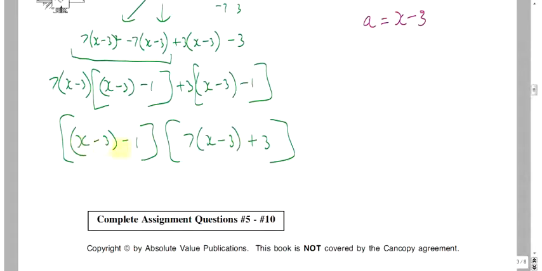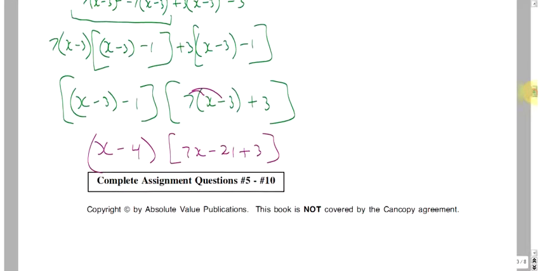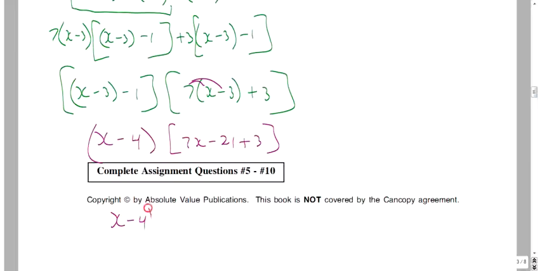x minus 3 minus 1. 7x minus 21, right? Plus 3. So that's going to be x minus 4. What is 7x minus 21 plus 3? Now I'm done.